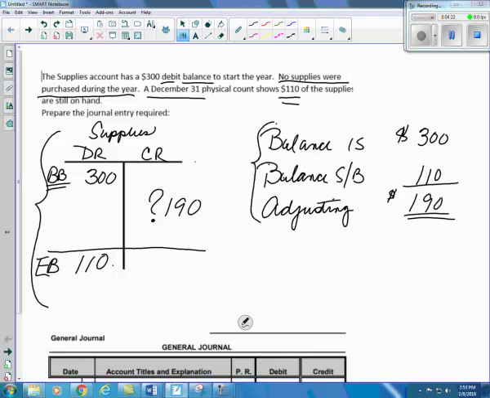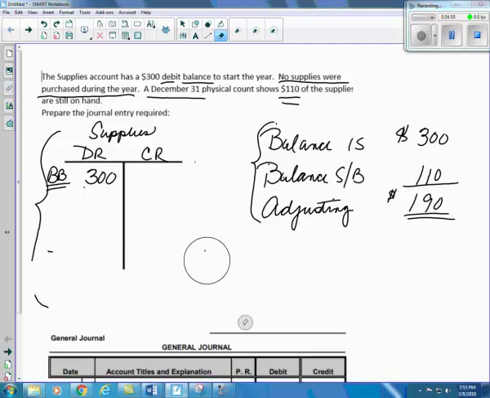I like the T account because as we get a little more complicated with some of our adjusting entries, it does kind of help to see it visually. So let's just look at this T account for a moment. Back in Chapter 2, we learned about posting, and if we start out with the debit balance on the left, I'm going to erase this for just a moment, and I'm going to erase my ending balance here for just a moment. Okay.